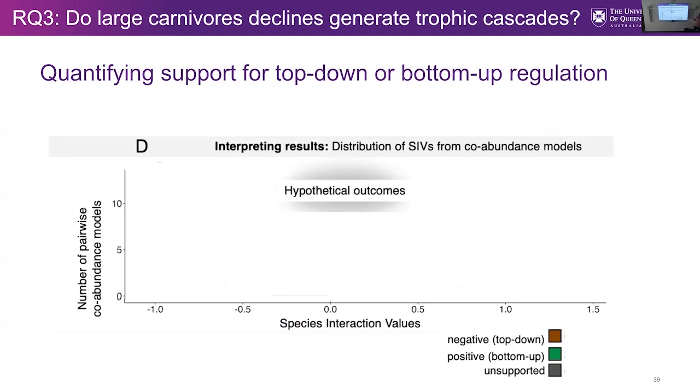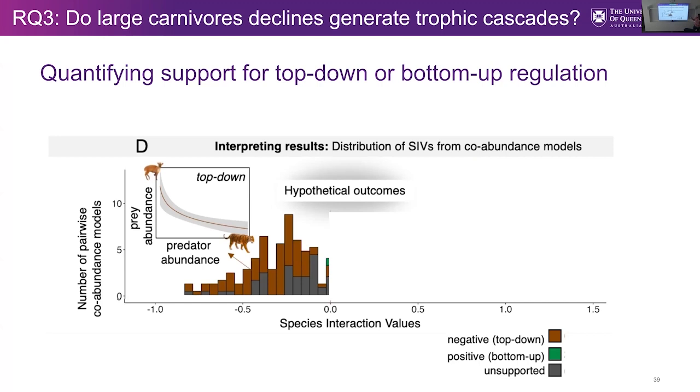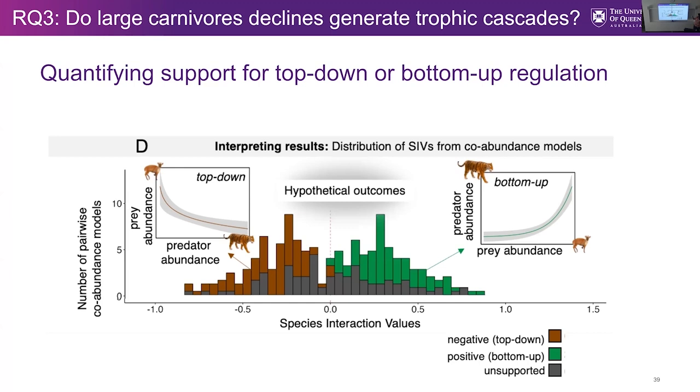So with all of these different results, we had to quantify support for top-down or bottom-up. We have a histogram where we can have the number of models as the y-axis and the species interaction value as the x-axis, which is simply the slope of the co-abundance relationship. If a lot of the top-down models were significant and negative, we could say the community is top-down regulated. Whereas if a lot of the results from the bottom-up models were positive and significant, we could say the community is more bottom-up regulated. But notice there can also be a lot of unsupported results as well.